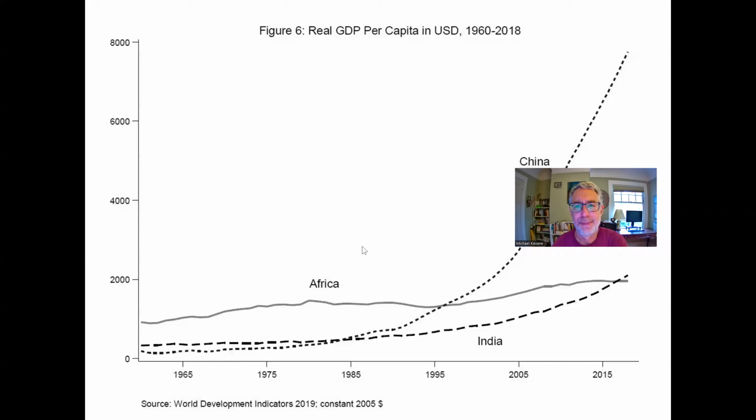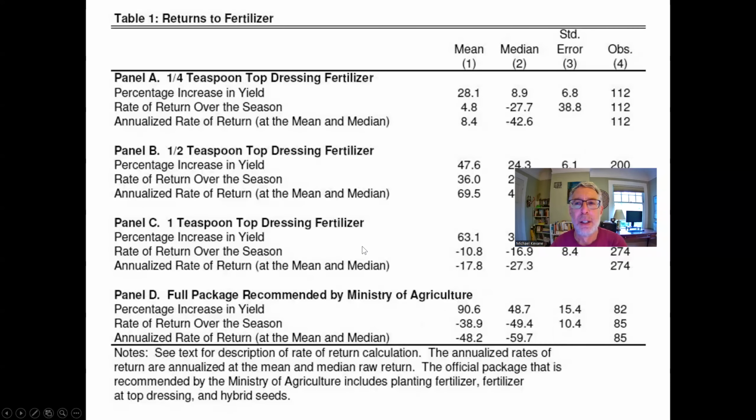And here's a nice table of the outcome variable, the returns to fertilizer. So we have the mean and the median and the standard error of the estimate of the sample mean, and the number of observations.